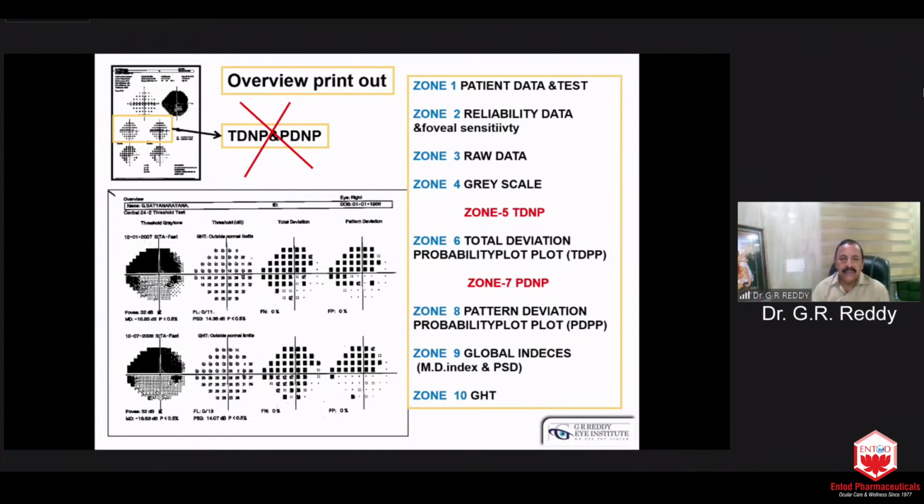So in the overview printout, this is the event analysis. The overview printout is a different format of the single field analysis printout. All the components of the single field analysis printout will be in the overview printout except the total deviation numerical plot and pattern deviation numerical plot. These two plots are not there. Otherwise, all the components are there: grayscale, raw data, probability plots, fixation losses, false negatives, false positives, PSD, mean deviation, glaucoma hemifield test, all will be in the overview printout.